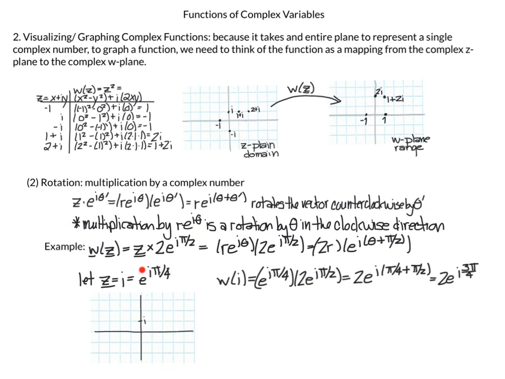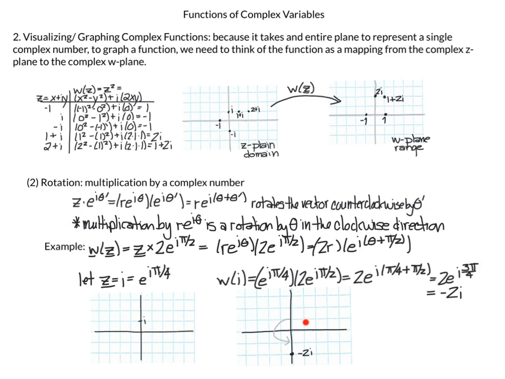I can plug in my z now into my w. So w of i is equal to e^(iπ/4) times 2e^(iπ/2). So my 1 and 2 here, my radius gets multiplied, and I get 2e to the i(π/4 plus π/2), which is 2e^(i3π/4).